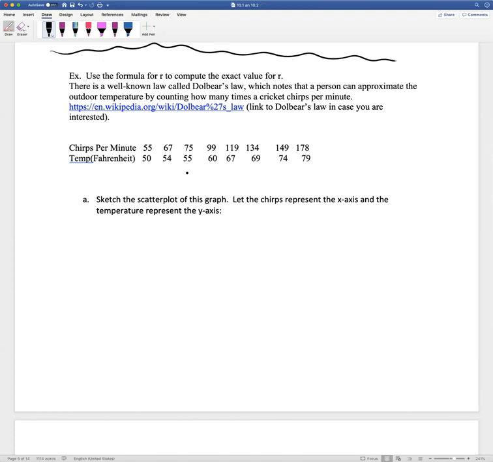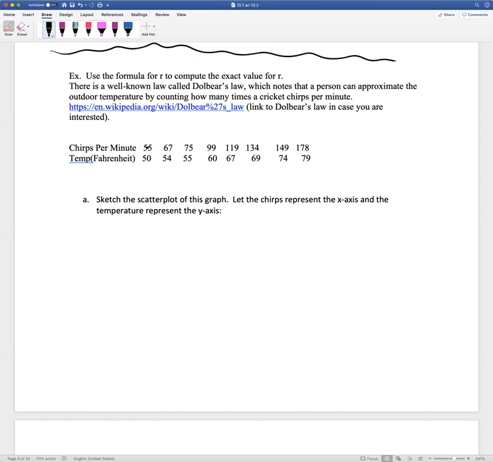If any of you head out of the city in the summer, if you can make your way into the suburbs or the country, you'll hear crickets chirping at night. Depending on the species of the cricket, you can approximate with fairly decent accuracy what the temperature is going to look like outside. I put a link up here for any of you who want to read about Dolbear's law in case you're interested in it.